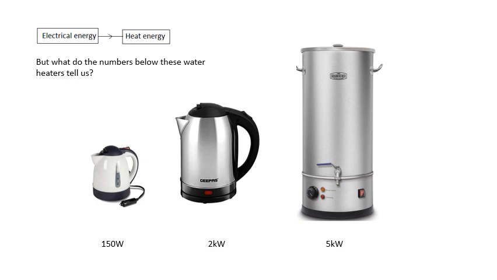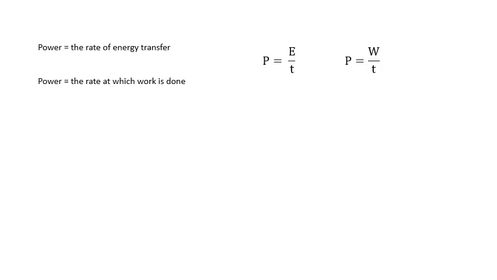What does power mean? Well, power is the rate of energy transfer, or it's the rate at which work is done. In physics, loads of times we say the rate of something. The rate of something means divided by time. It means per second. So the rate of energy transfer is the amount of energy transferred per second. So it's energy divided by time. Or the rate at which work is done, the amount of work done divided by time.